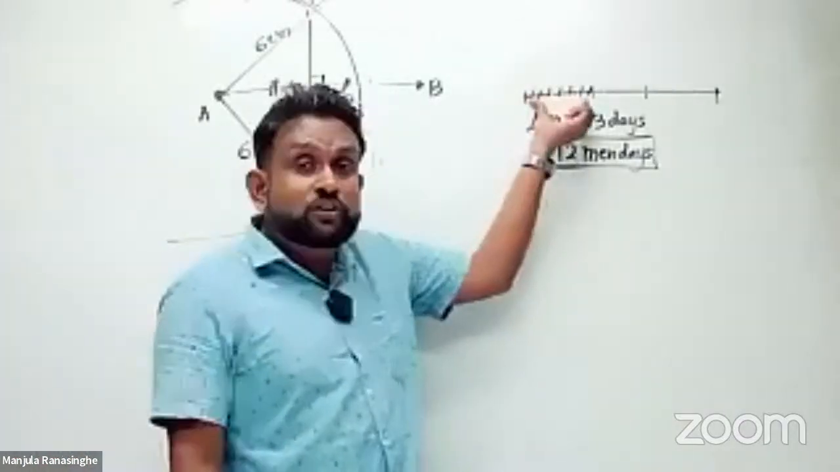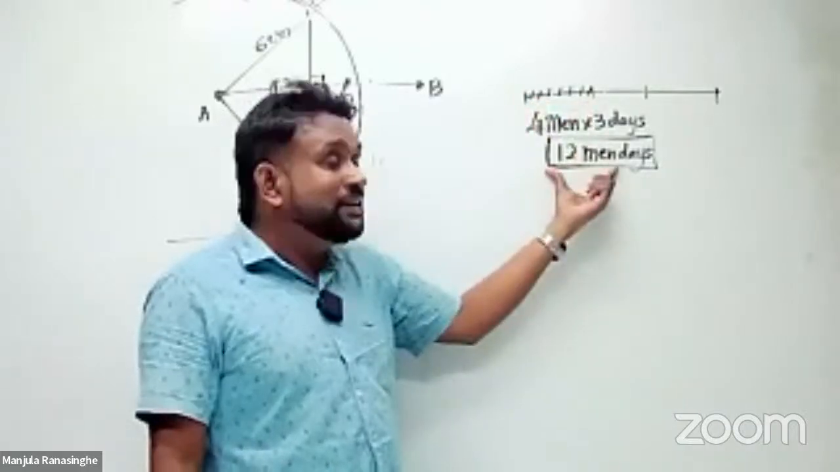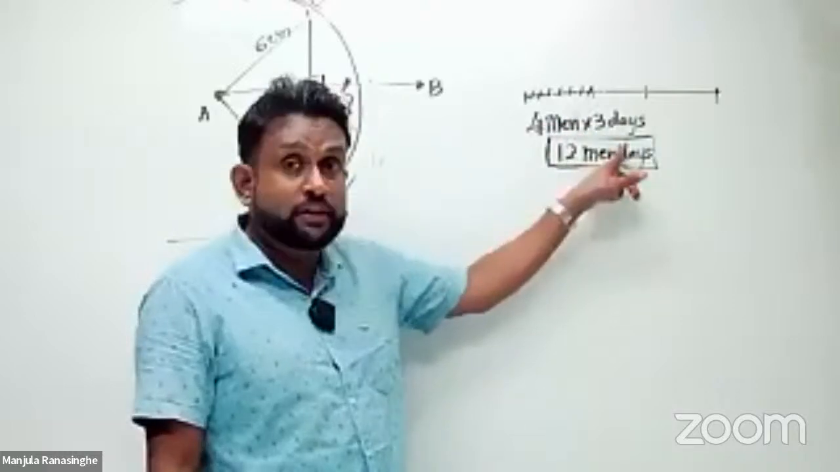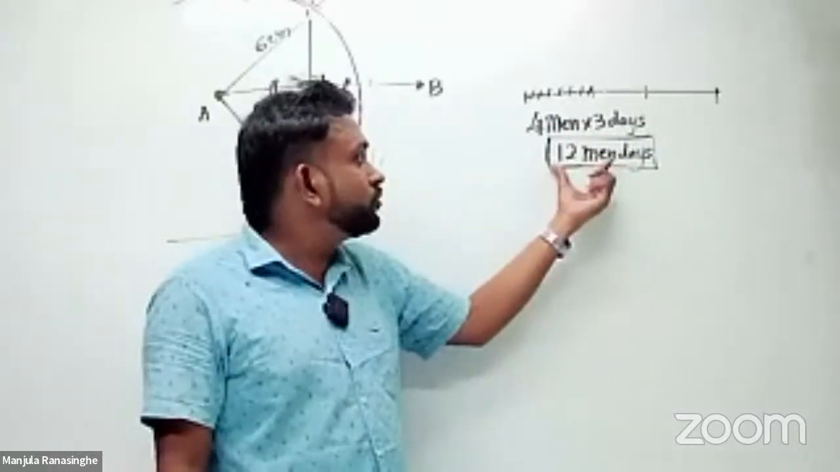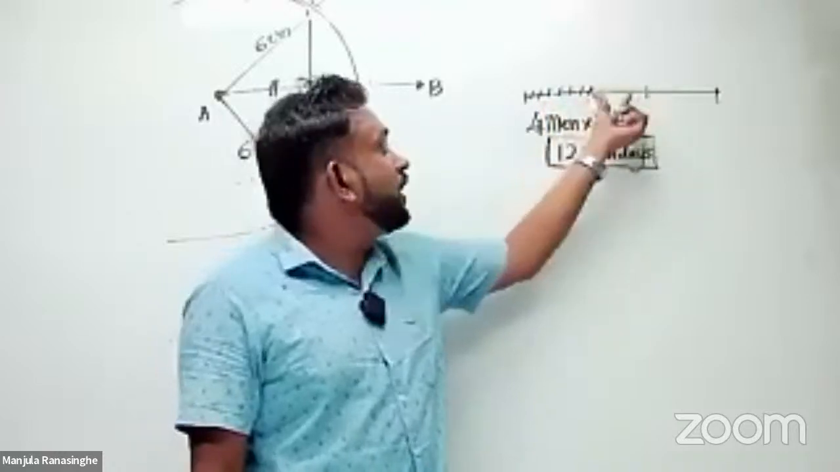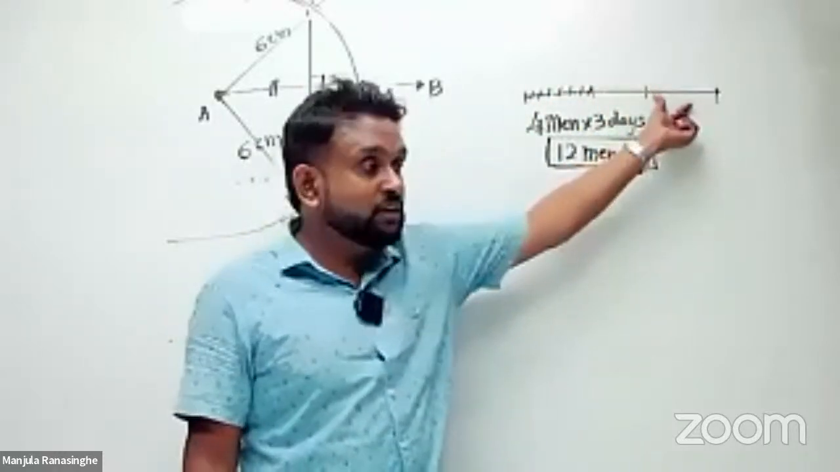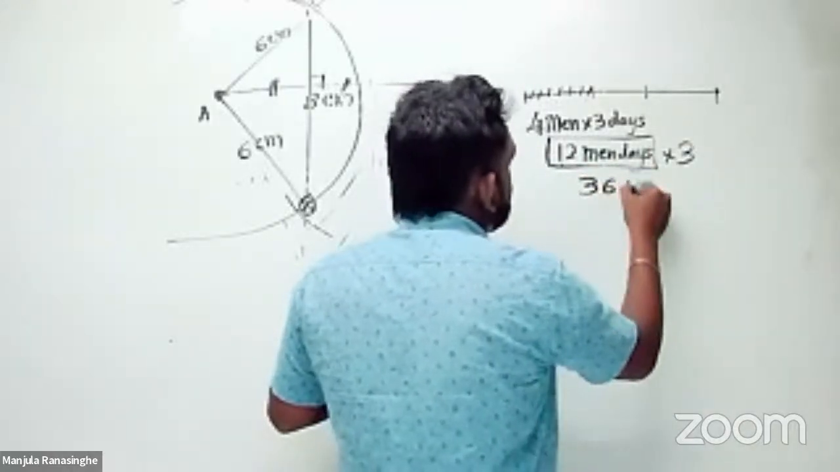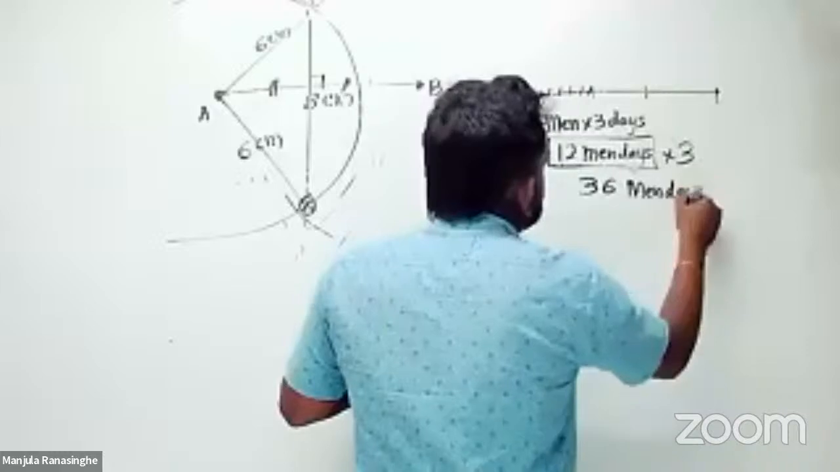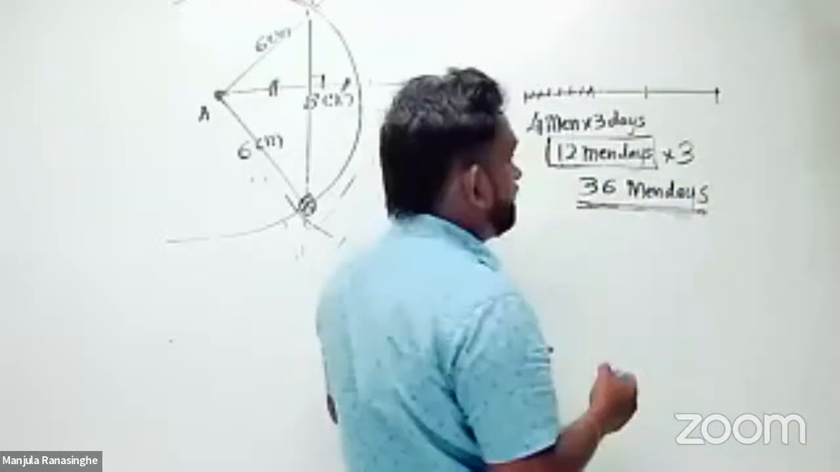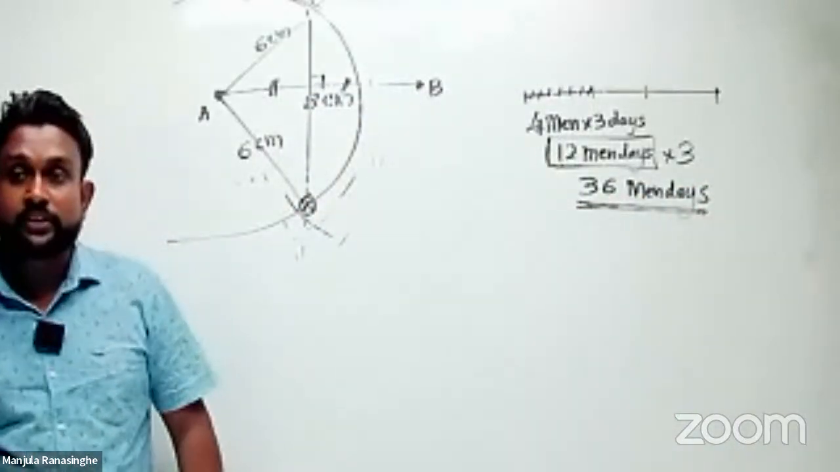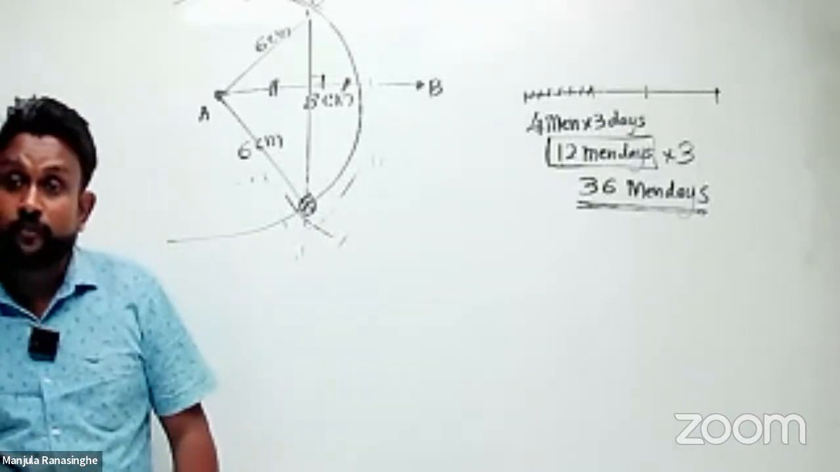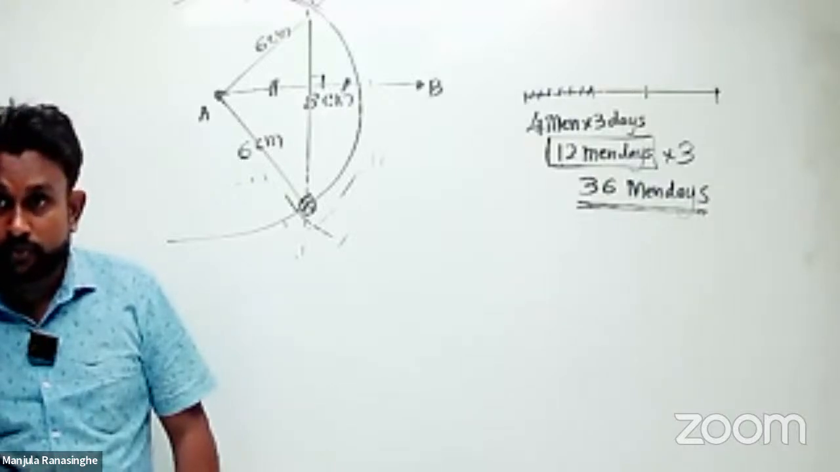Try 1/3 of the flute. It consists of 12 man-days. Why? 4 men, 3 days, men into days, then 12 man-days. So how many such parts? 1, 2, 3 there are. 3 parts there. Then 12 into 3. So the total task is 36 man-days. Okay, 36 man-days. So that is the answer of the 25th question. Okay, what are the marks out of 50?